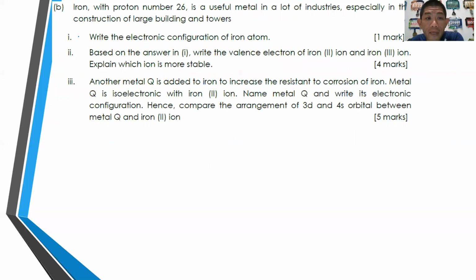Then we have 4B. Iron with proton number 26 is a useful metal in a lot of industries, especially in the industry of large buildings and towers. Number 1, write the electronic configuration of the iron atom. So you must know that iron is 1s2, 2s2, 2p6, 3s2, 3p6, 3d6, 4s2. And number 2, based on the answer in number 1, write the valence equation for iron 2 and iron 3. Explain which one is more stable.